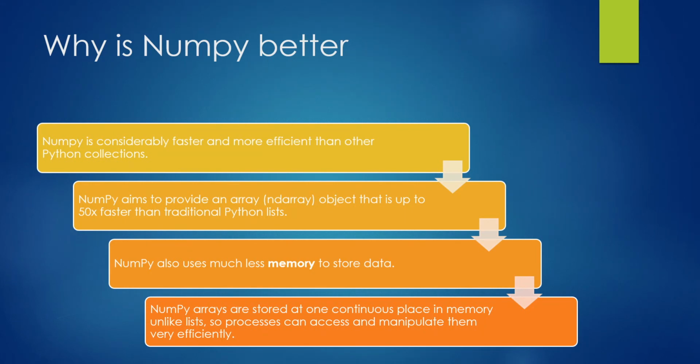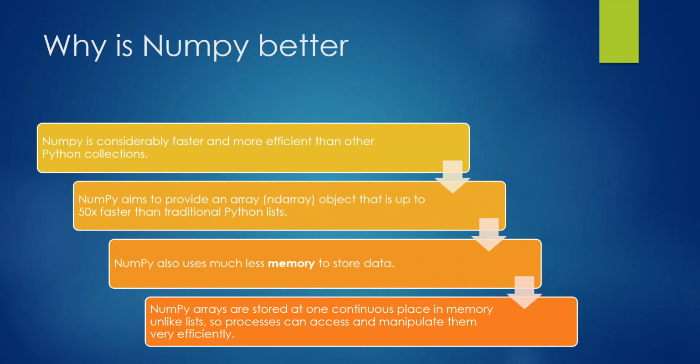Not only is NumPy time efficient, it is also memory efficient. It uses much less memory to store the data. NumPy arrays are stored in a continuous place in memory. Python lists are like a linked list. If you have studied linked lists, the elements are not stored together continuously in memory. All the elements are stored separately from each other, and they are only linked by reference pointers. That is how Python lists work.